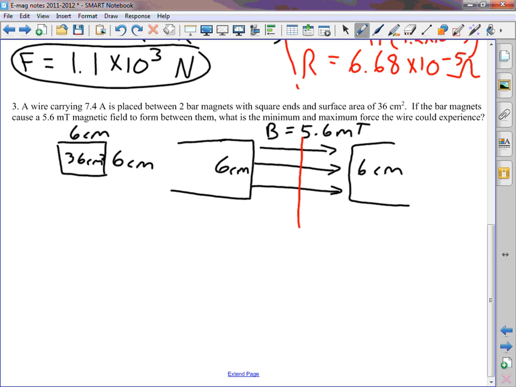Maximum force. Now, we want to take this equation, F equals ILB sine theta, and get that F as large as we can. That means we want all of these things, the I, the L, all these variables, to be as big as possible.